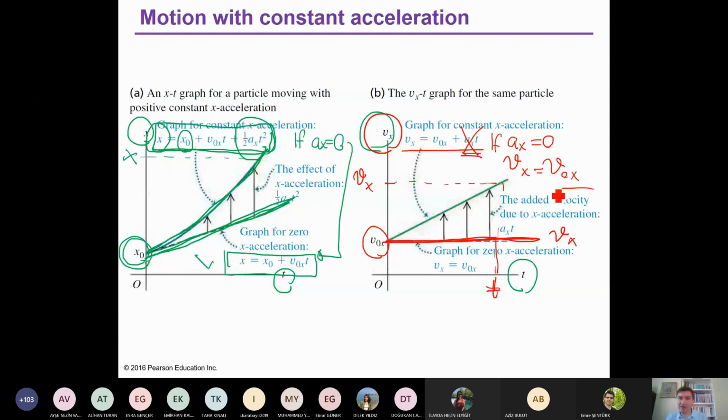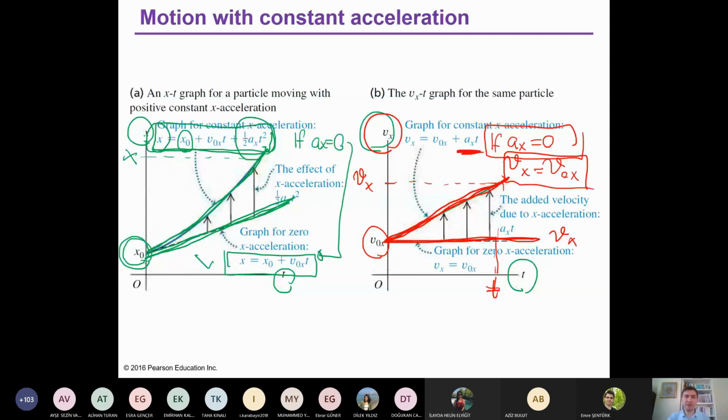But if acceleration is different from 0, let me delete this one, then we have this type of change in the x velocity. Velocity increases by time if the acceleration is constant and different from 0. Do you have any question?